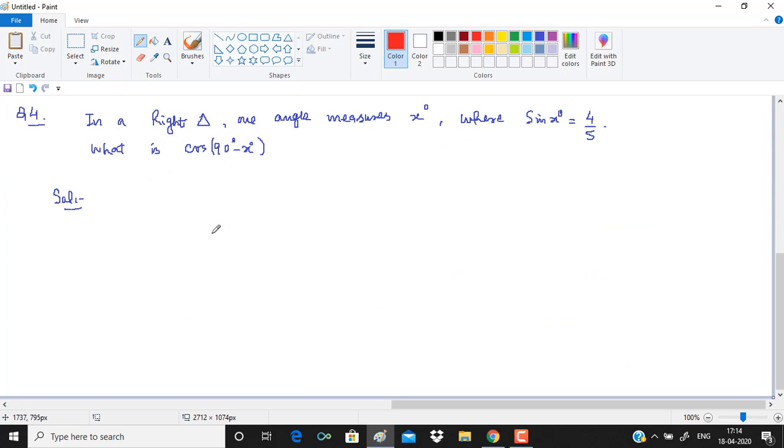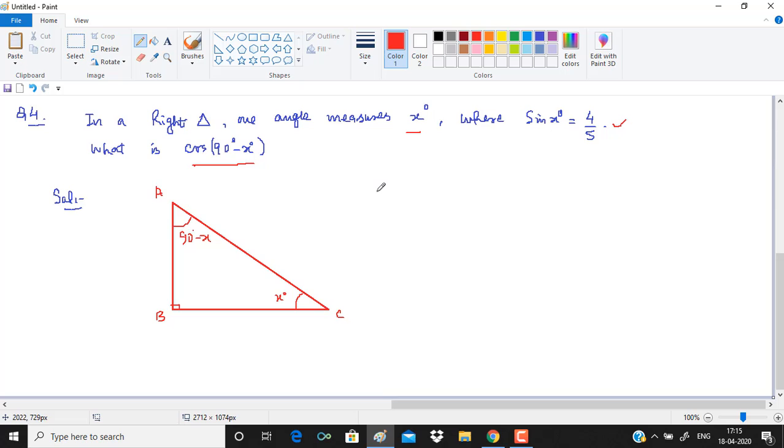Now see, in question number 4, a right angle triangle is given and one angle is x degrees and sine x is given as 4 by 5. We need to find cos(90 minus x). Let us make a right triangle. This is 90 degree. This is x. Then this will be 90 minus x. Let this triangle be ABC.